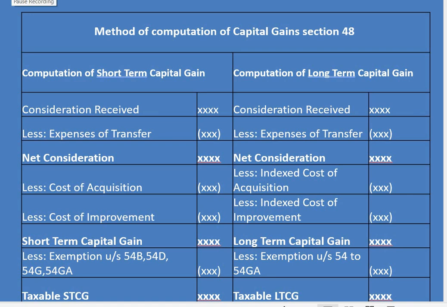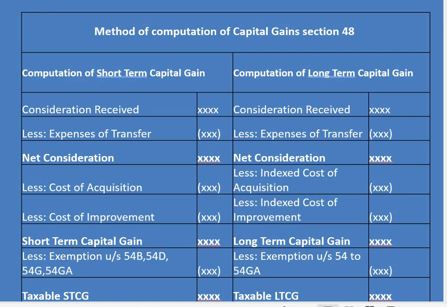Hi students, this is our fifth session regarding income from capital gain. In the previous session, we discussed the meaning of capital asset, meaning of capital gains, types of capital asset, types of capital gain, how to compute the short-term capital gain and long-term capital gain, and the meaning of different items given inside the computation table.